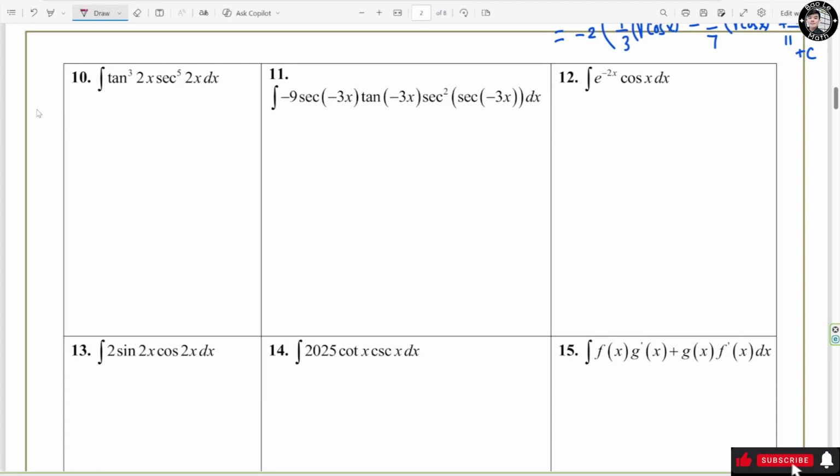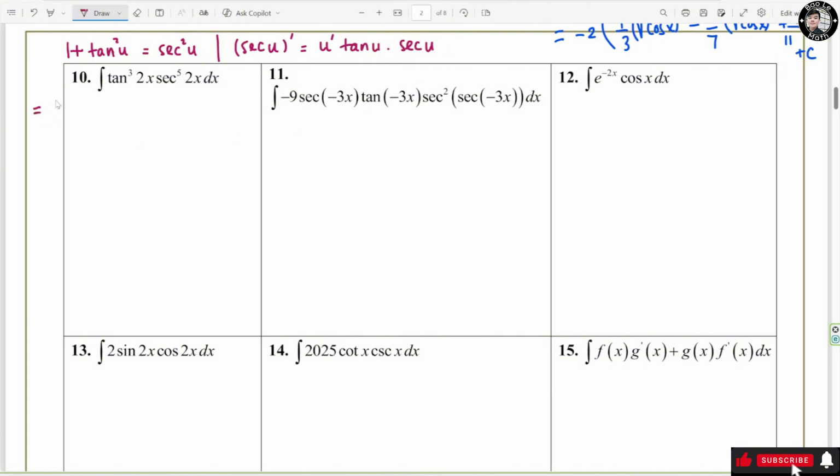Now let's move on to question 10. For question 10 right here, we need to apply the formula 1 plus tangent square of u equals secant square of u, and the derivative of secant u is going to be u prime times tangent u times secant u, right?